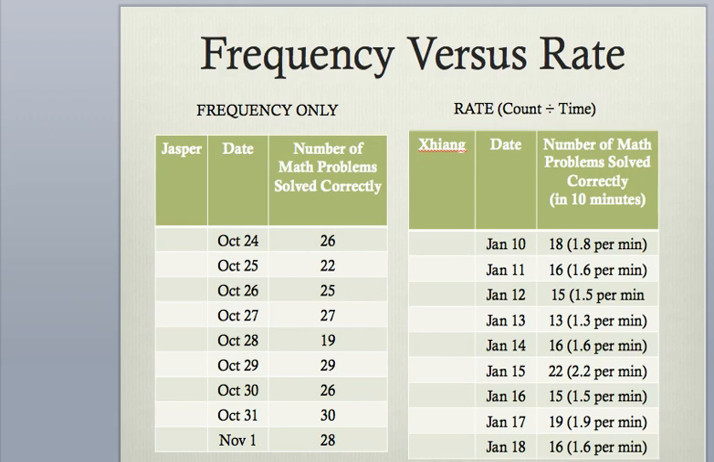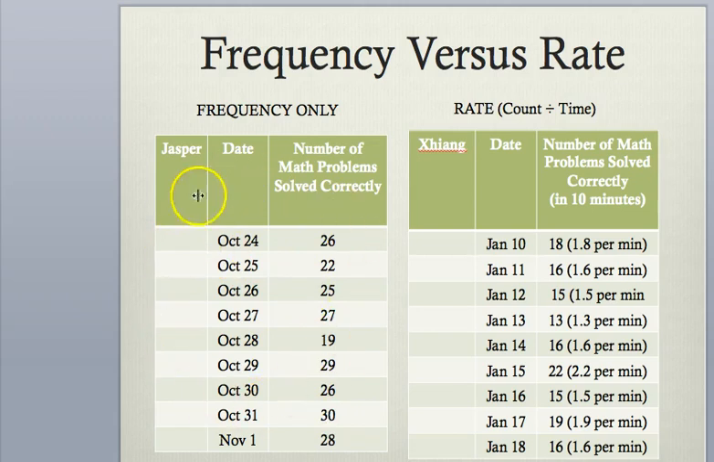So here I'm going to use my little cursor. My client is Jasper, and these are the dates from October 24th through November 1st. And I'm observing the number of math problems that he solves correctly. And what I see is that I could calculate an average. On the 24th, he does 26 correct. And then I can see he does 22, then 25, 27, 19, 29, 26, 30, and 28.